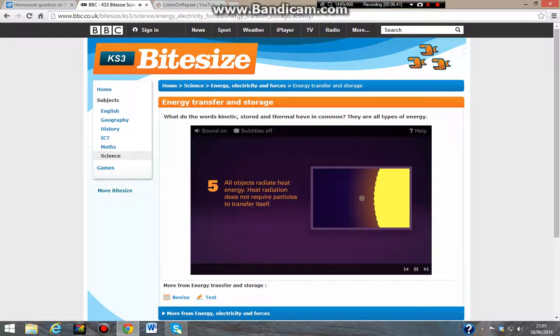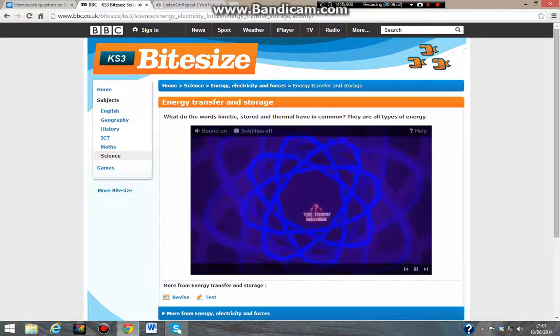All objects radiate heat energy. Heat radiation is transferred without involving particles. That means energy can even be transferred through a vacuum. It's time for a test.